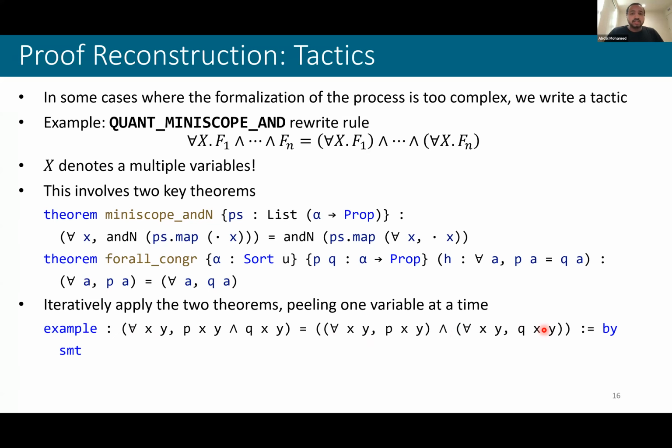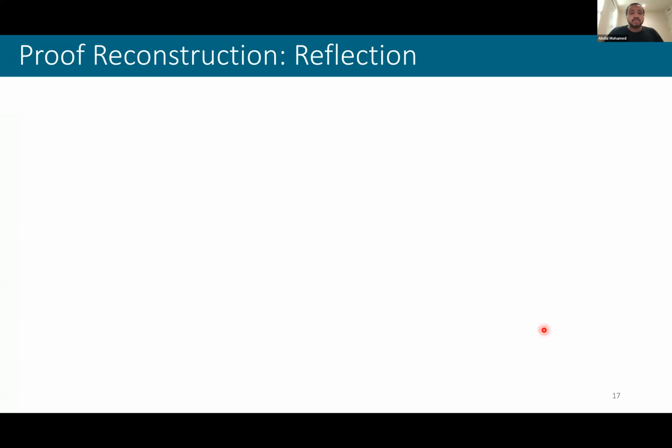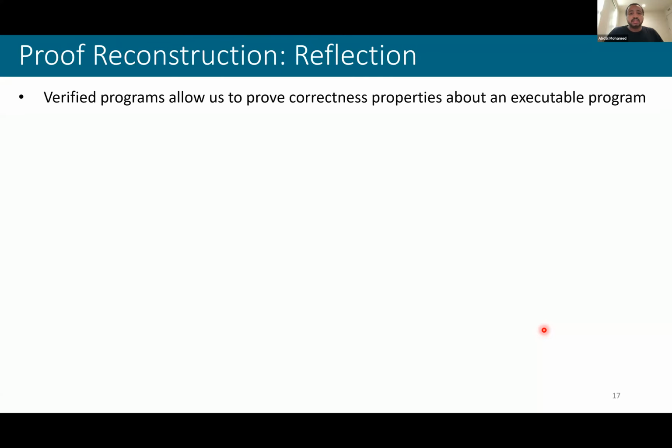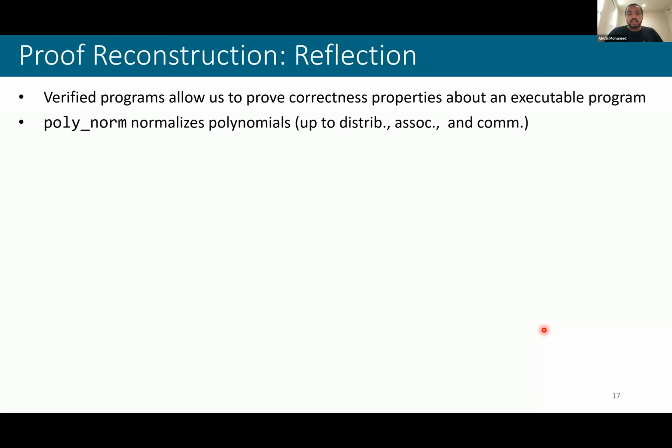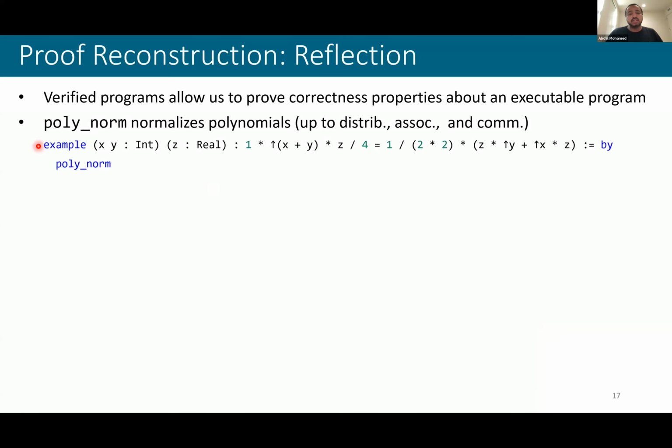The last example that we have is for an approach called reflection. This is basically a verified program that allows us to prove correctness properties about the executable program. An example that we have is polyNorm, which is a tactic that basically goes and normalizes polynomials up to distributivity, associativity, and commutativity. This is an example use case of the tactic.